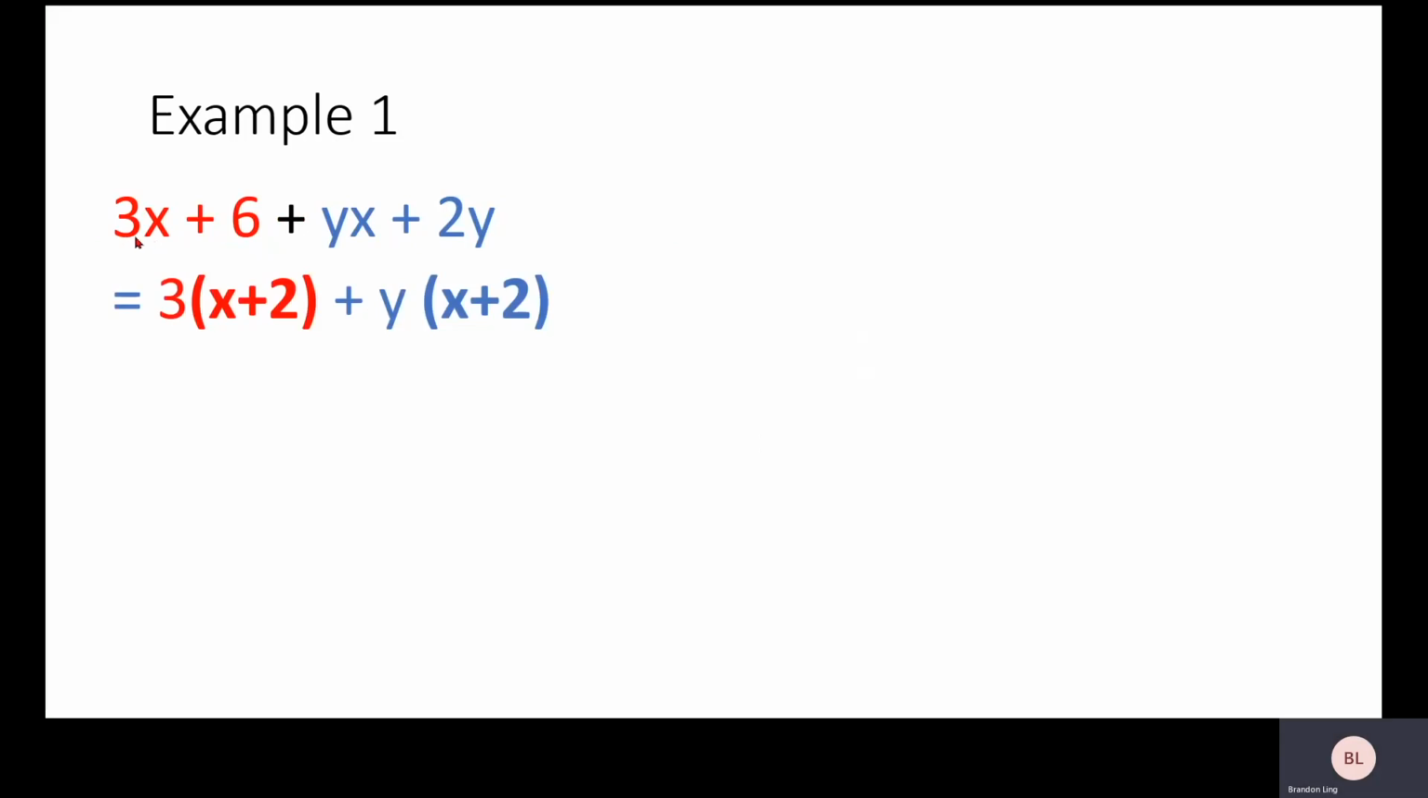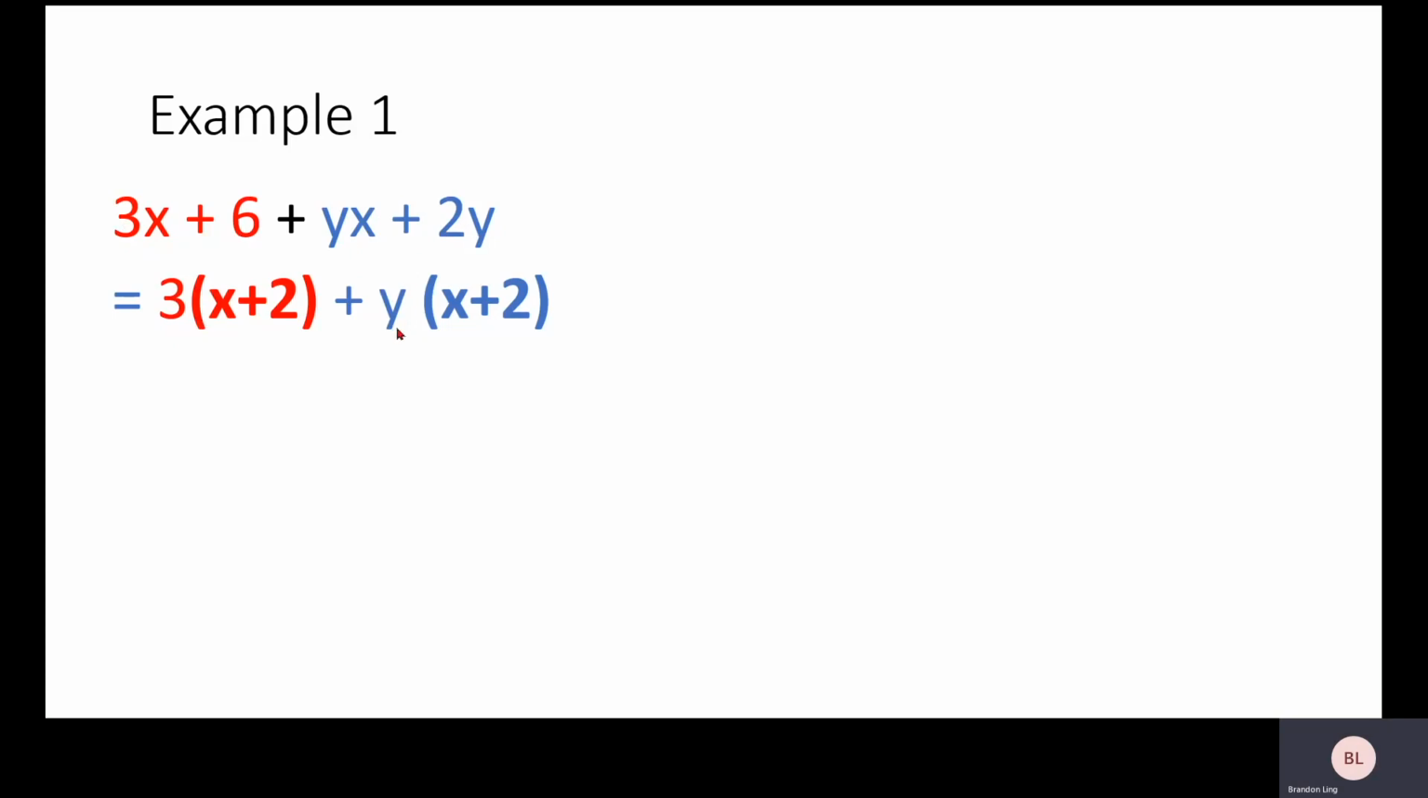you can factorize out the 3 from this 3x plus 6. So you are getting 3 in the bracket x plus 2. 3 times x, you get back your 3x. 3 times 2, you get 6. So this is how you check the answers, yeah? So 3x and 6.